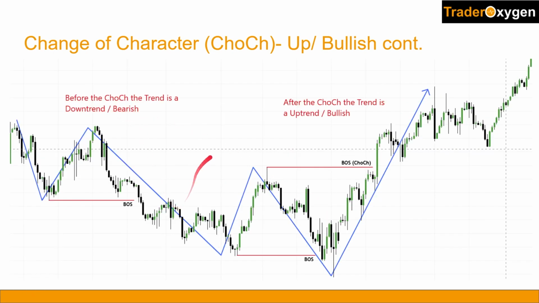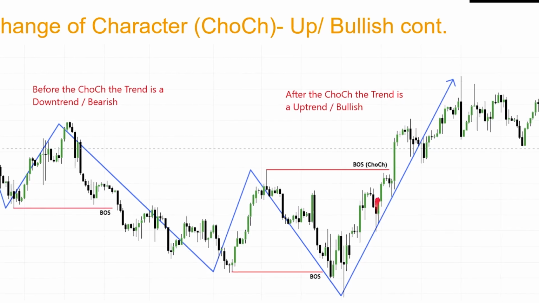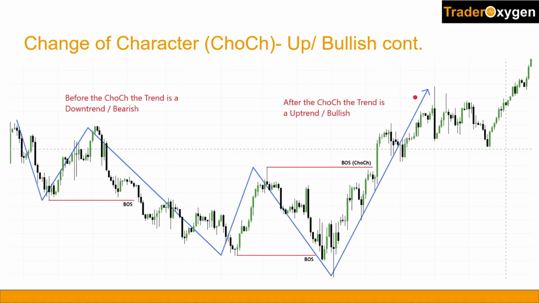So this is another candlestick example for a change of character. So the price is in a downtrend. This is a significant swing point which caused the price to go down, and that significant swing point is broken up in the opposite direction. So that's a change of character.